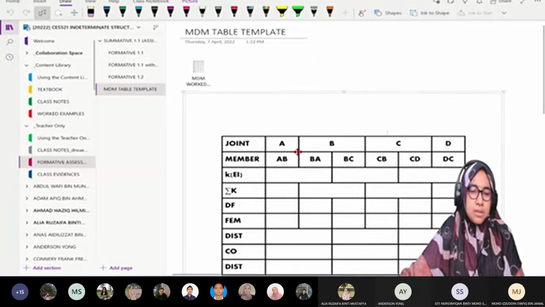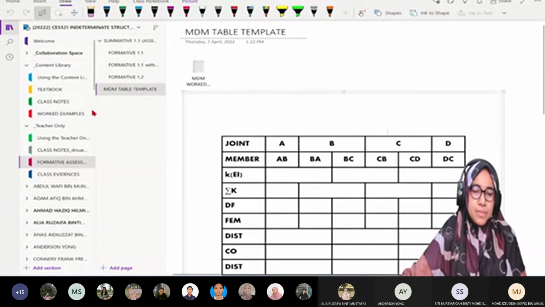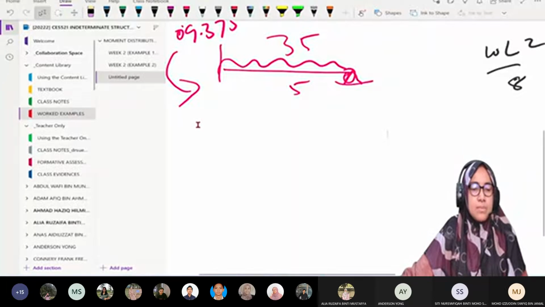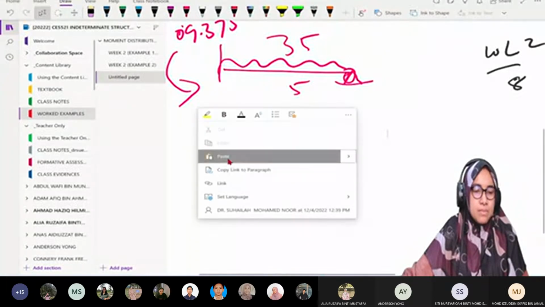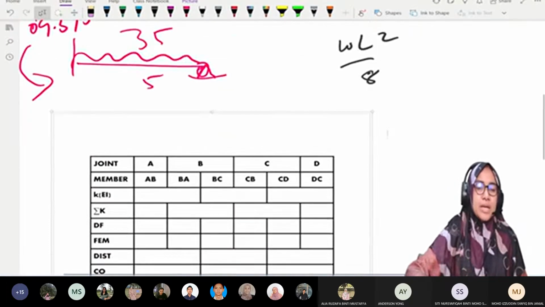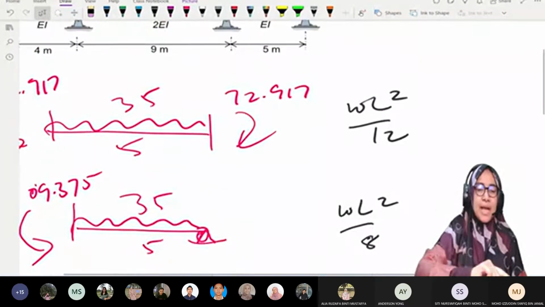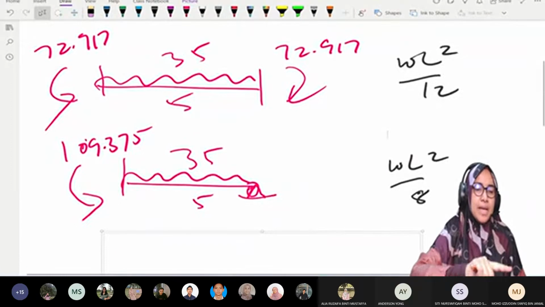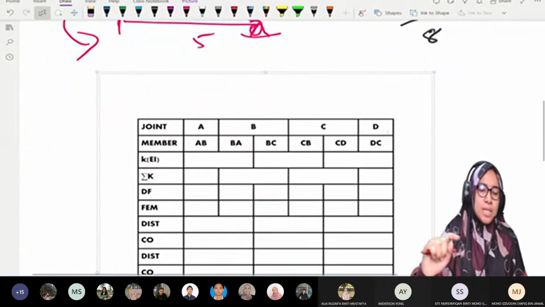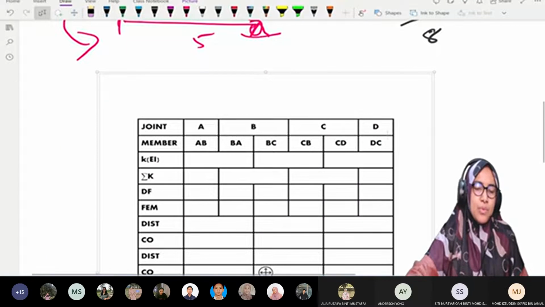Okay, this table. Okay, yang ni, so kita tengok one by one. Kalau kita pakai yang atas tu, pada kolom fixed end moment, fixed end moment we will put value.